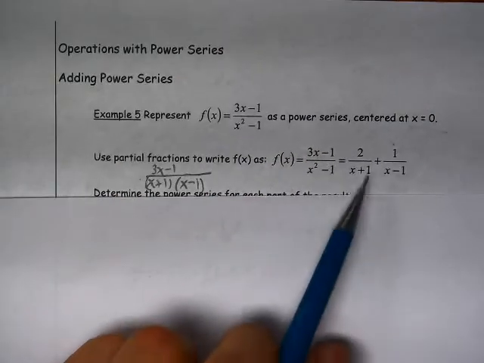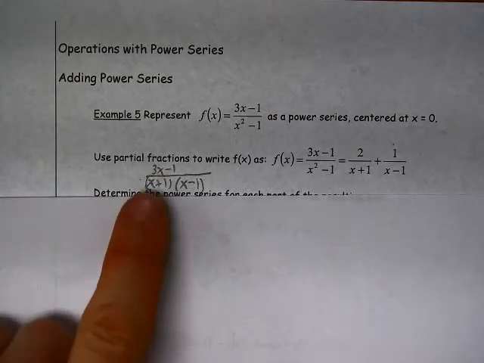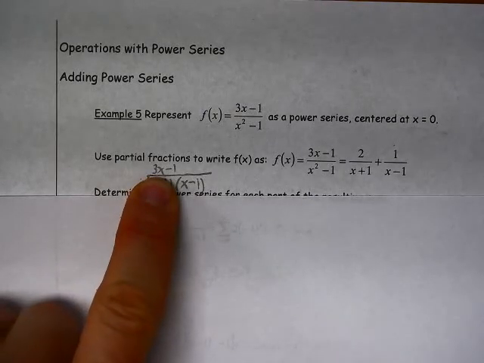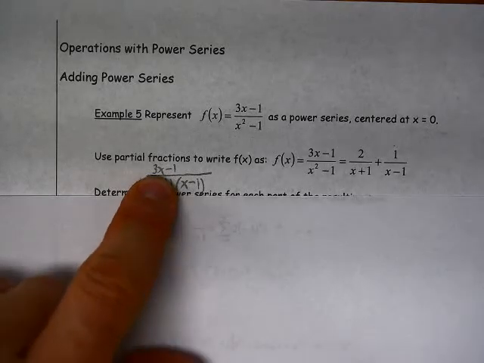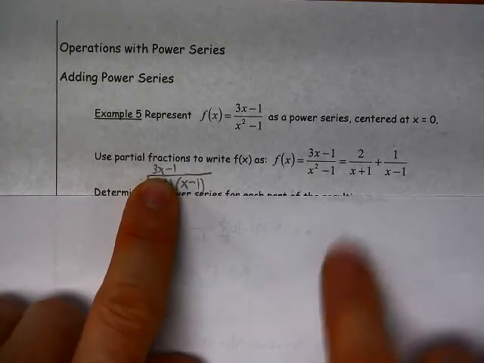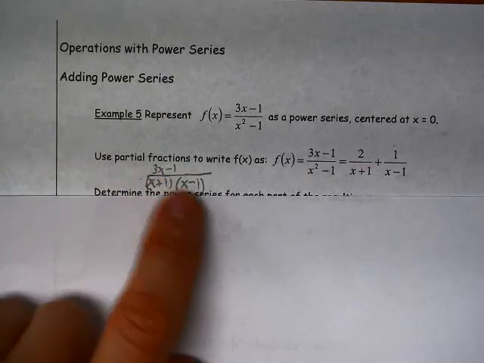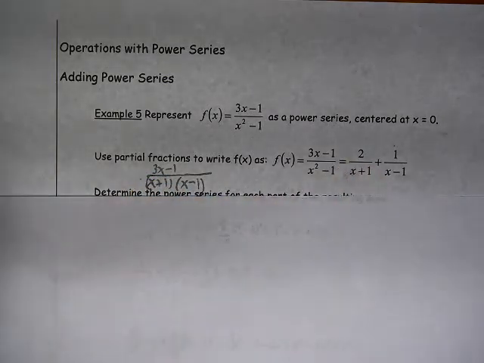And then if I want to know the numerator that goes with the x plus 1 term, I cover up the x plus 1 term and evaluate the rest of the expression when I let x equal negative 1. And for that I would get negative 4 over negative 2. I get a 2 for that numerator.